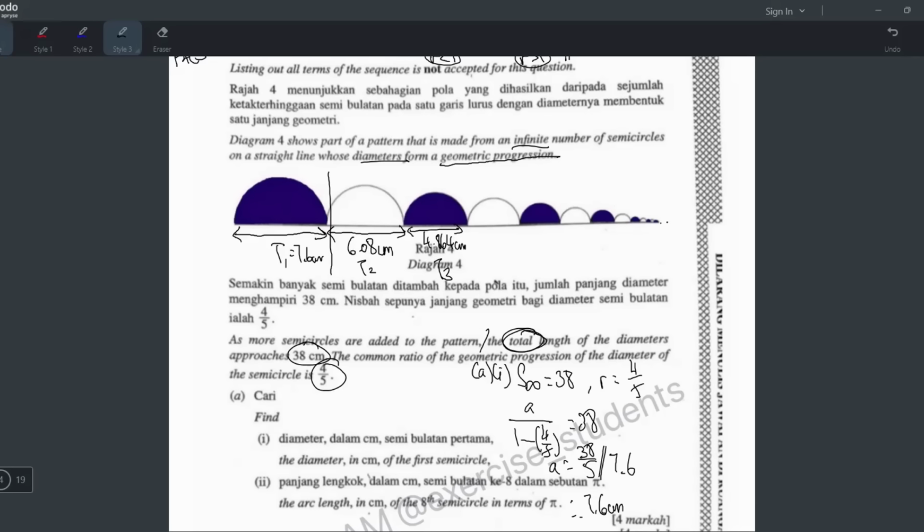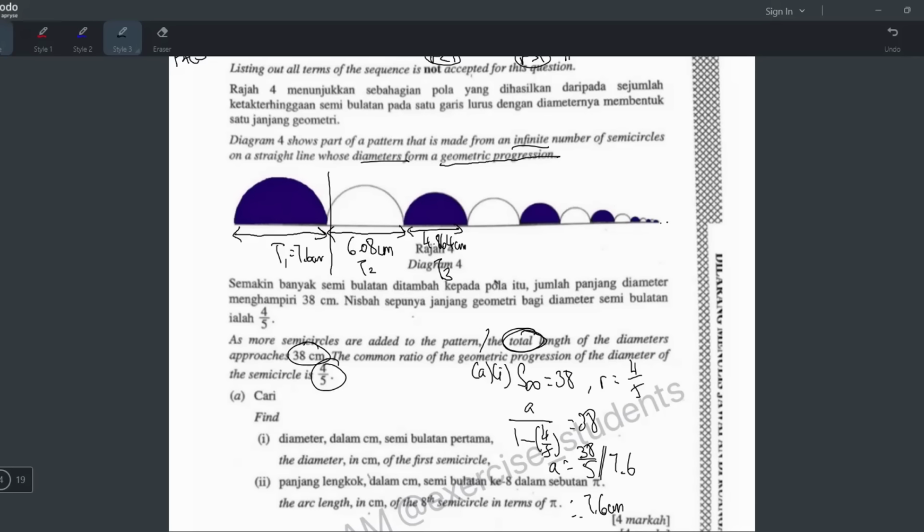Find the arc length of the eighth semicircle in terms of pi. So the eighth semicircle, 1, 2, 3, 4, 5, 6, 7, 8. So it's this one, the T8. But they don't want to find the diameter, they want to find the arc length. So I think I have to use the arc length formula. Do you know what is the formula? r theta, right? But you can also use the other formula, which is 2 pi r times theta over 360. If you use r theta, make sure your theta is in radian. But if you use the other formula, make sure the theta is in degrees. But it doesn't matter, both formulas will give you the same answer.